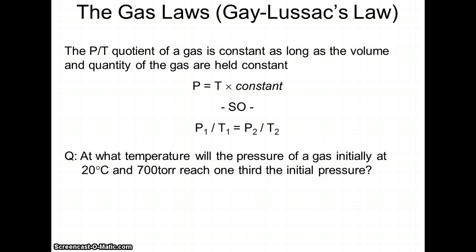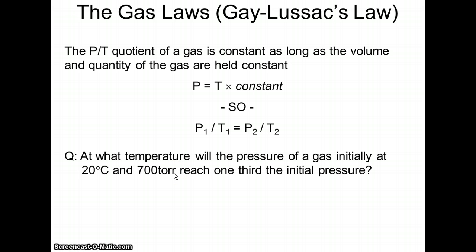So here's a sample problem for this. At what temperature will the pressure of a gas initially at 20 degrees Celsius and 700 torr reach 1/3 of the initial pressure? And so we're looking for temperature again. So we're looking for T2. We want to know at what temperature I can get my pressure to be 1/3 of what it was originally. And this time we're measuring in torr, 700 torr.